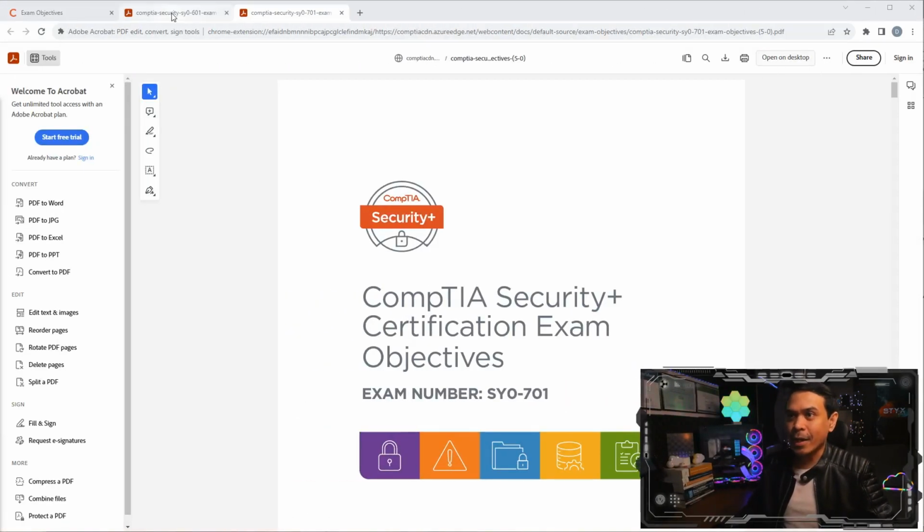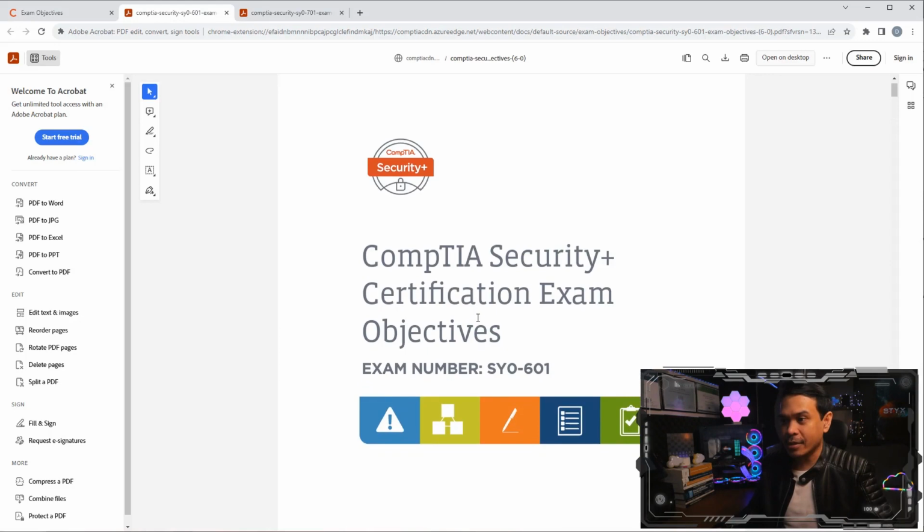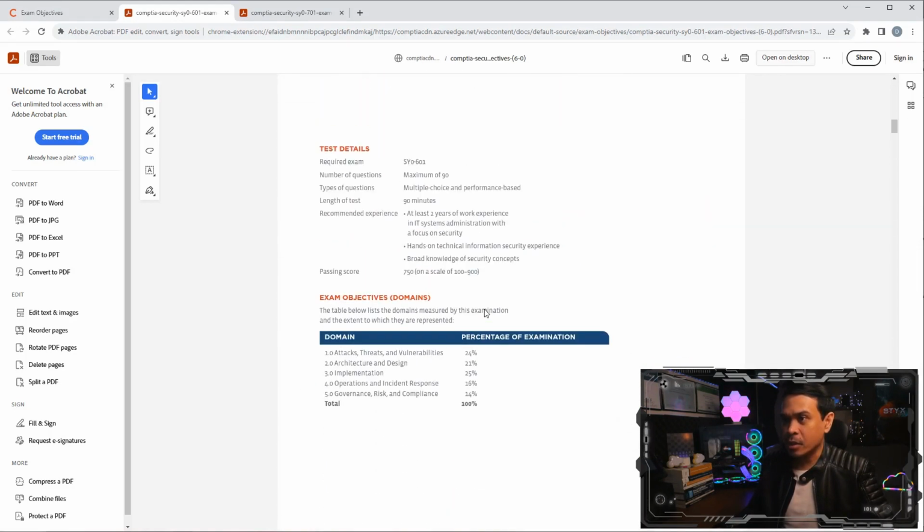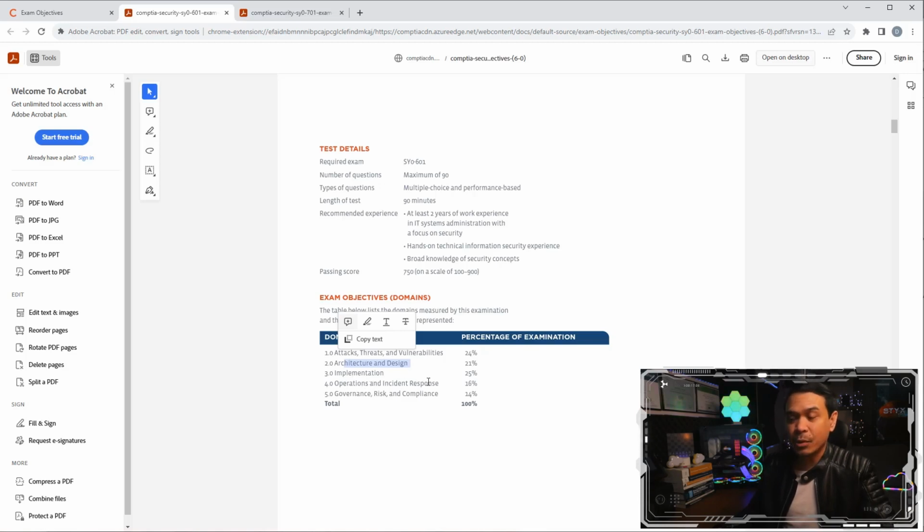Both exam objectives are in PDF versions. All right, so let's take a look first at the 601 exam version. As I scroll down, you will see that this exam has a maximum of 90 questions, 90 minutes, and the passing score is 750. Under exam objectives, we have five domains. The first domain is attacks, threats and vulnerabilities, 24%, architecture and design, 21%, implementation, 25%, operations and incident response, 16%, governance, risk and compliance, 14%. So this totals 100%.